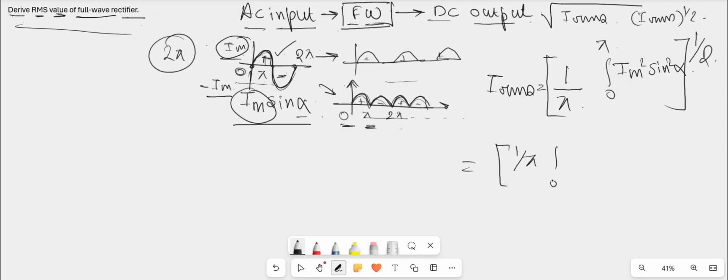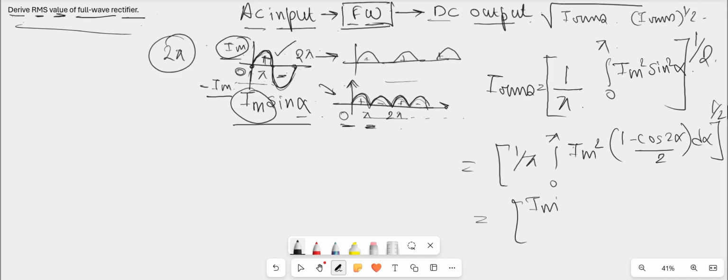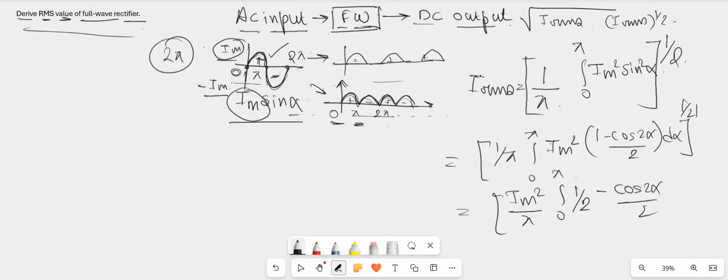So 1 by pi, integral from 0 to pi, Im square, and we know sine square alpha is 1 minus cos 2 alpha divided by 2, d alpha, all to the power half. If we extend the calculation, we get Im square divided by pi, integral from 0 to pi, of 1 by 2 minus cos 2 alpha divided by 2, d alpha, to the power half.